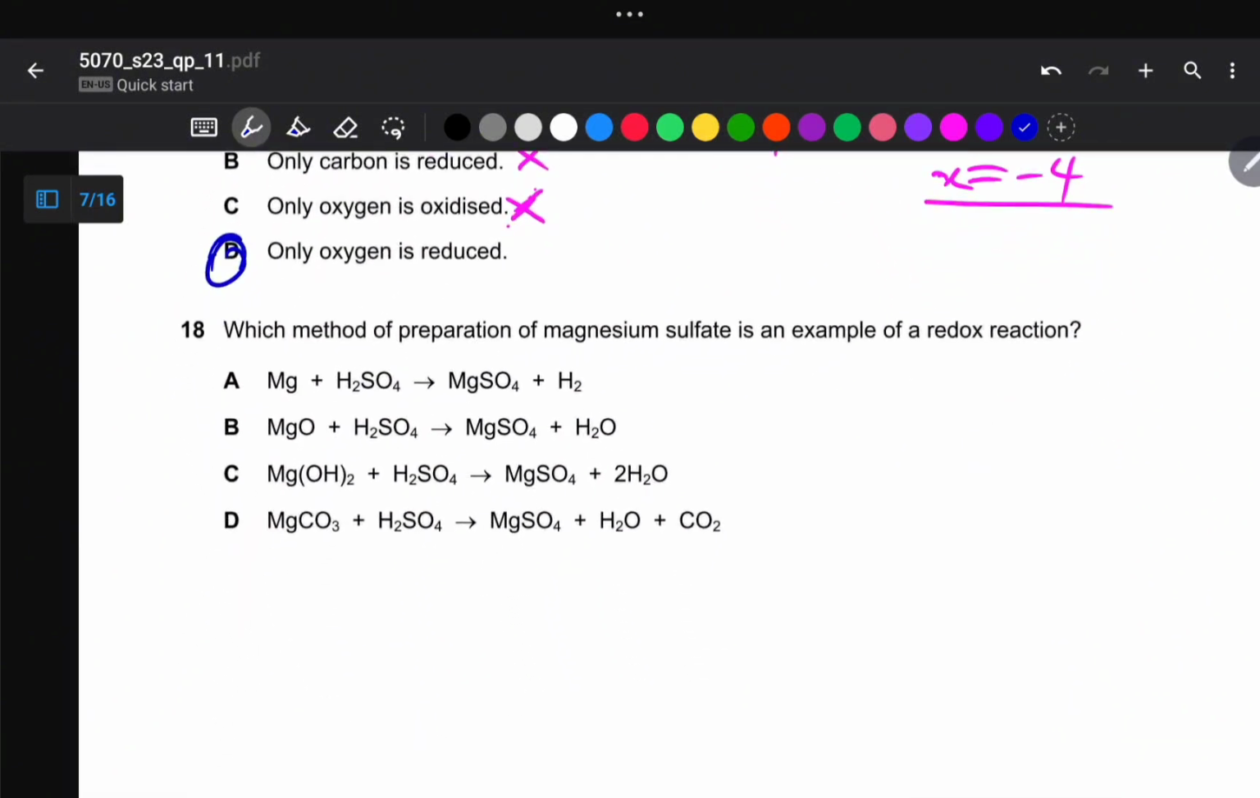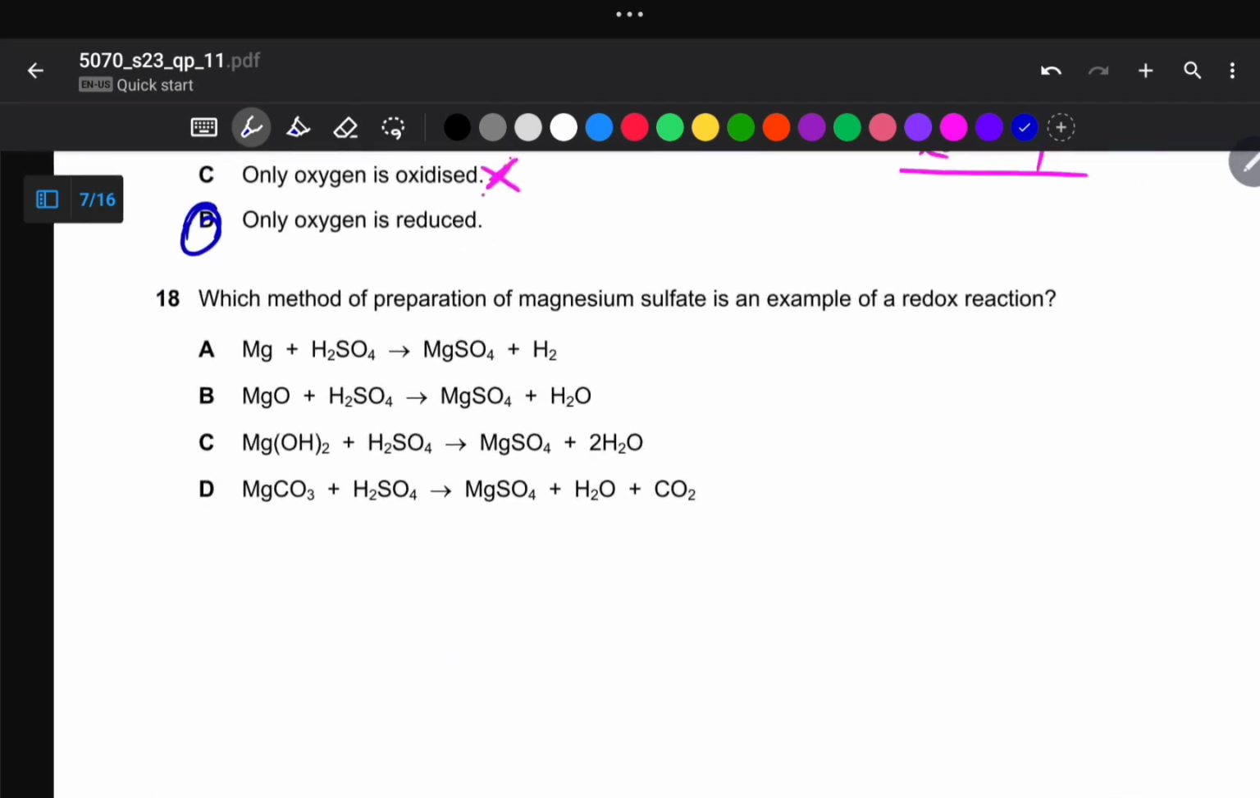Number 18 says, which method of preparation of magnesium sulfate is an example of a redox reaction? So you need to define a redox reaction. We have defined redox reaction in the previous question. So we now go to our options.